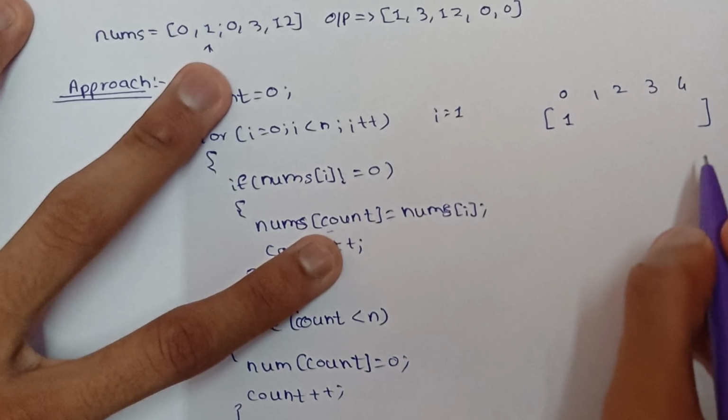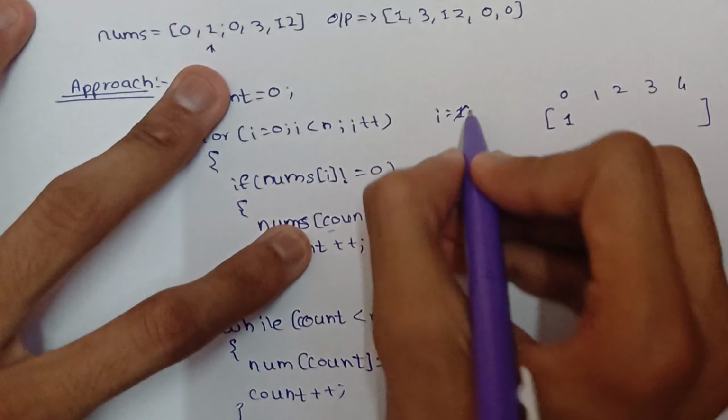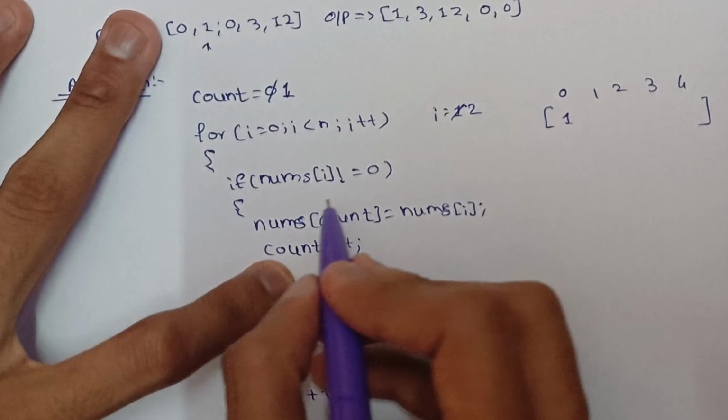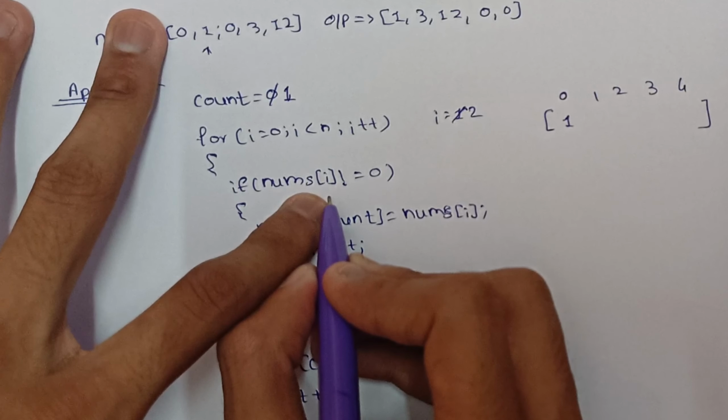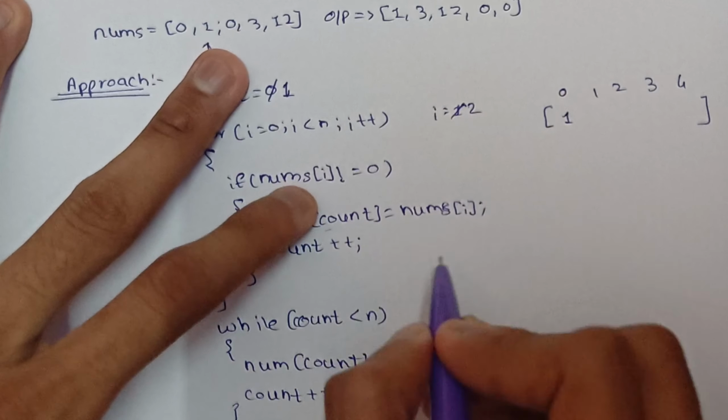I will not write it all here, because we are dry running this. Then i will become 2. Count is incremented, count became 1. Now it will check nums of 2. Index 2 is not equal to 0? No, it is equal to 0, so this will not execute.